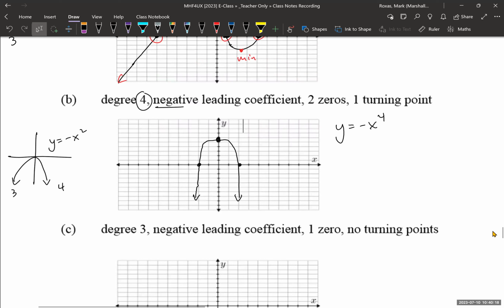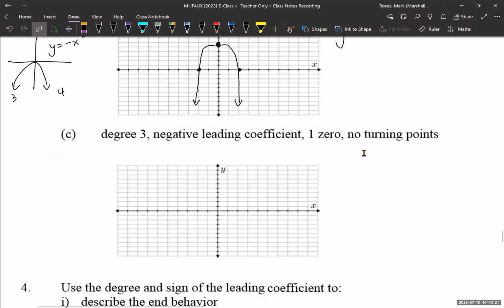Okay, let's look at another example. Degree 3, negative leading coefficient, 1 zero, no turning points. No turning points, huh? Well, that would look something like this. So you're going to study something called an inflection point in calculus, where the graph changes its curvature. So it's not a turning point because it's not a local max or min, okay, but it is still a zero, and it's still reflective of the fact that it is a degree 3 cubic. And this would be kind of the graph of y equals negative x cubed.